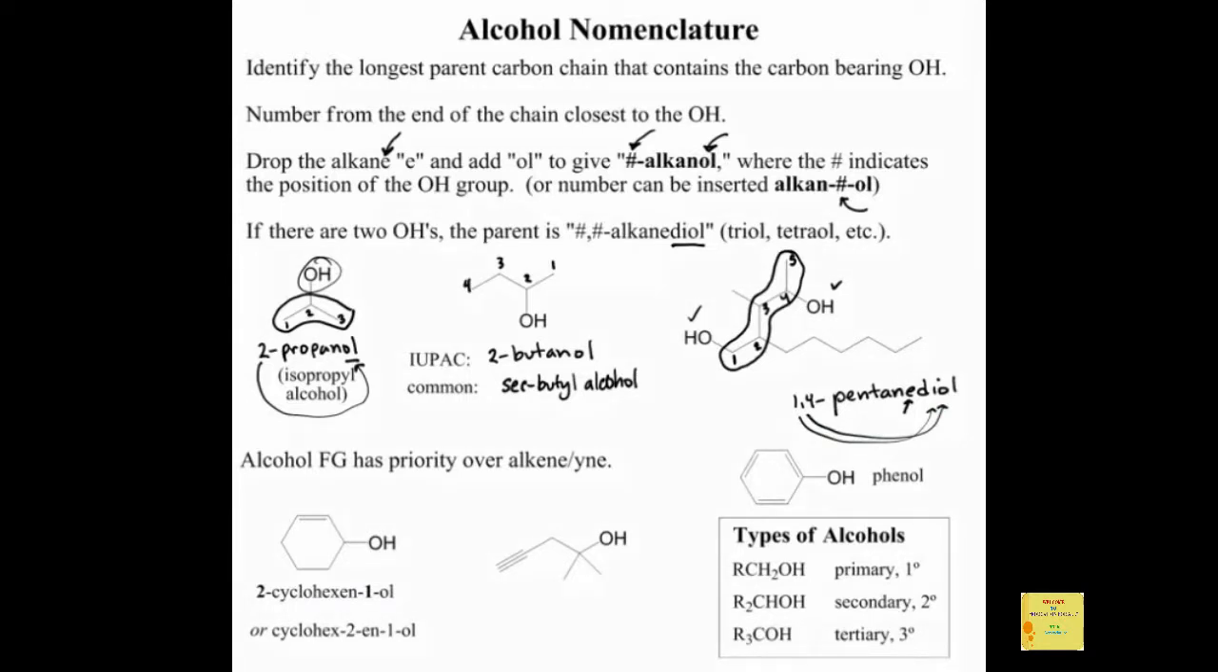And what else do I have on this chain? I have a 3-methyl, and I have a 1, 2, 3, 4, 5, 6. I have a hexyl. So that comes first. We have a 2-hexyl and a 3-methyl.